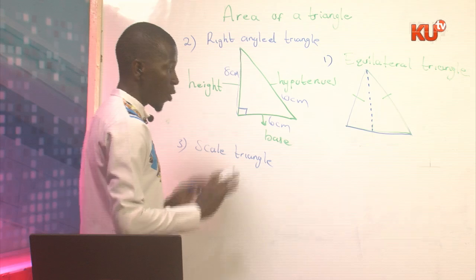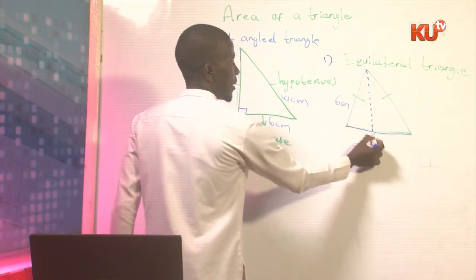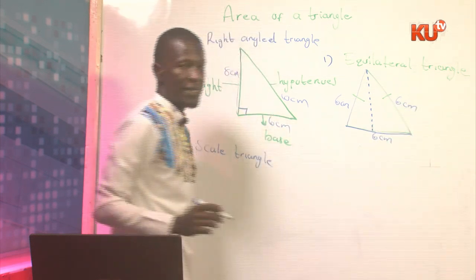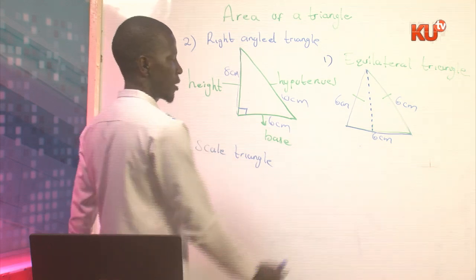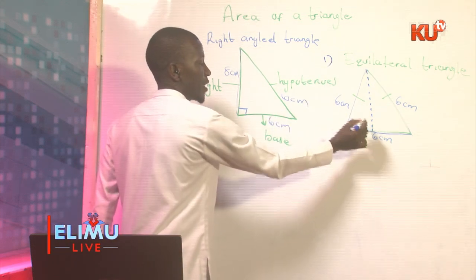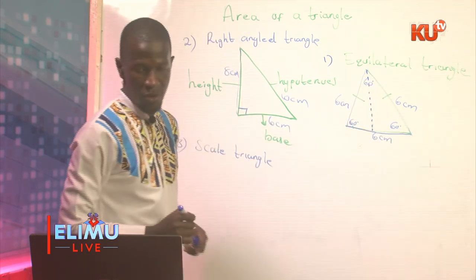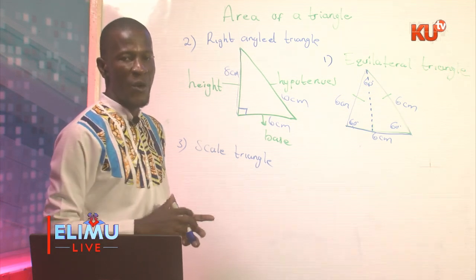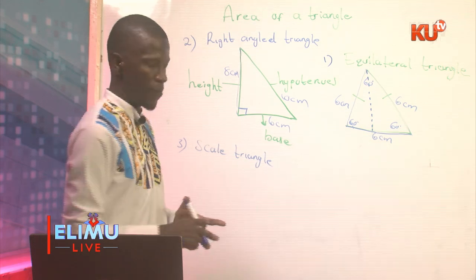While in equilateral, all sides are equal. If this side is 6 centimeters, this side will also be 6 centimeters, this side will also be 6 centimeters. And that also applies to the angles. The angles are equal. So if this is 60 degrees, this one is 60 degrees, this is also 60 degrees. Why do we say 60 degrees? Angles inside a triangle add up to 90 degrees.